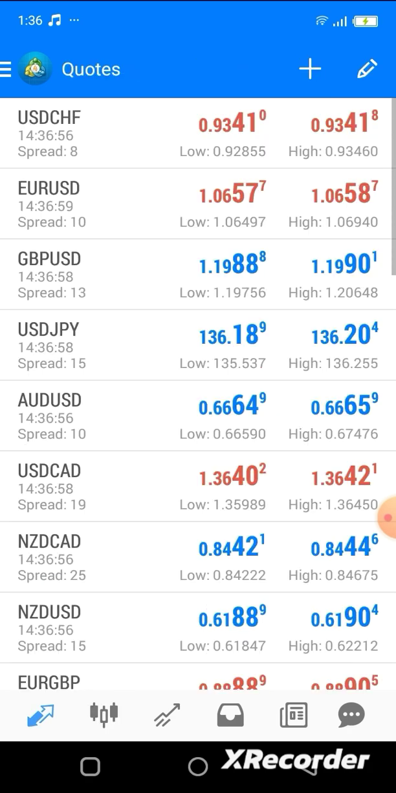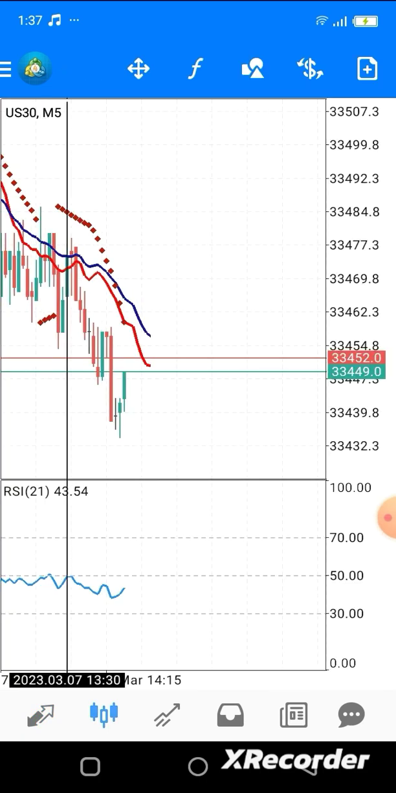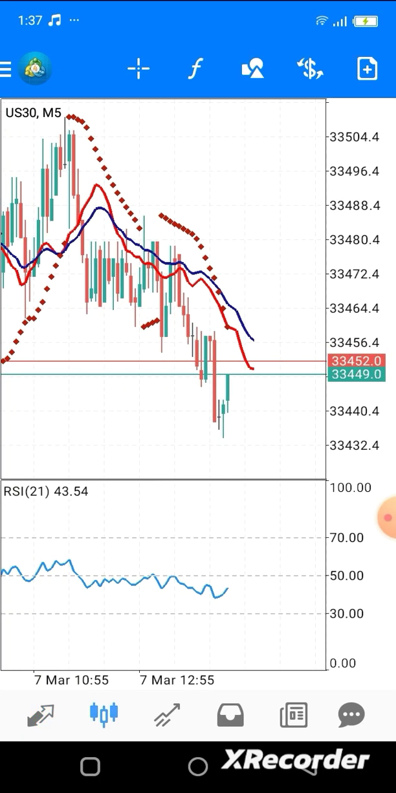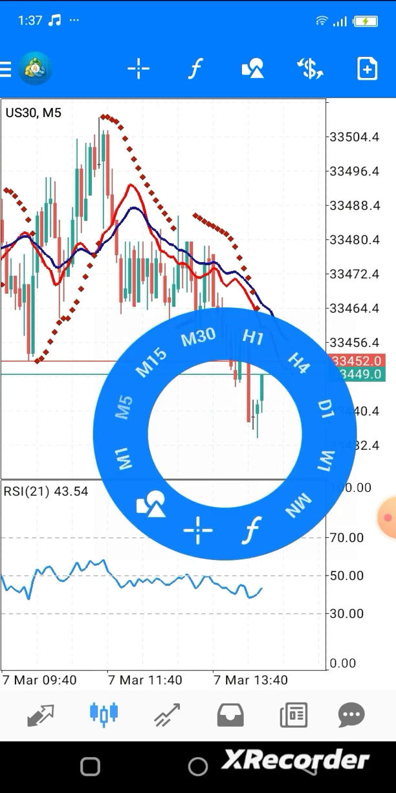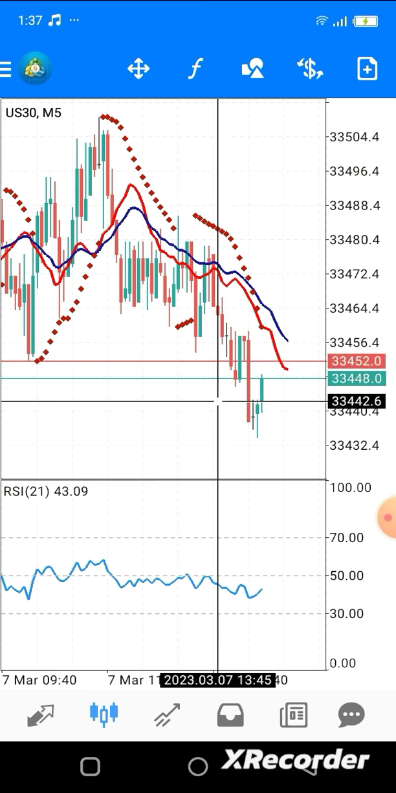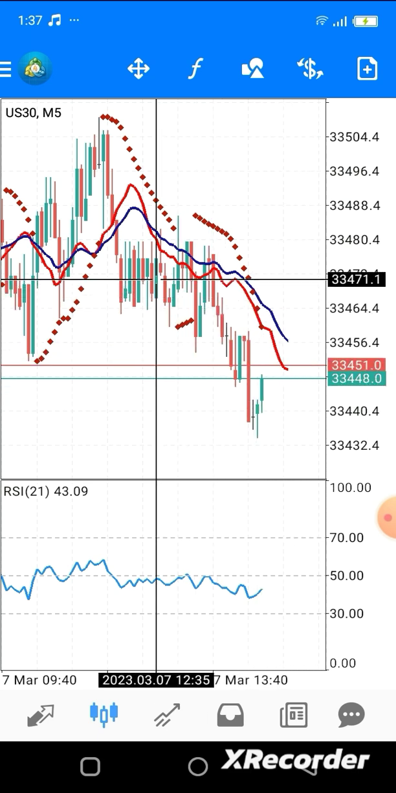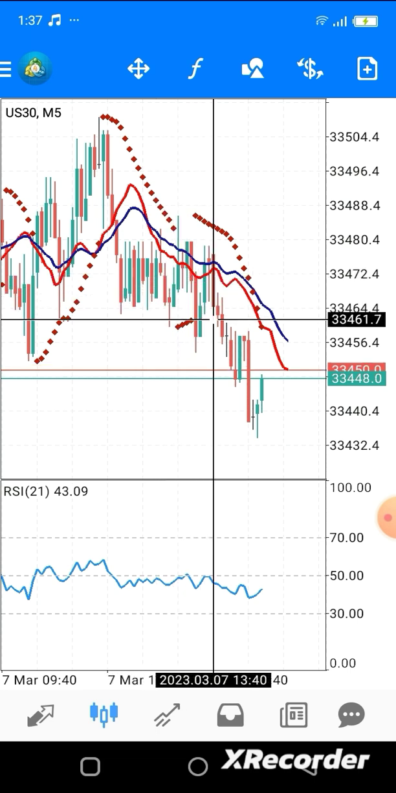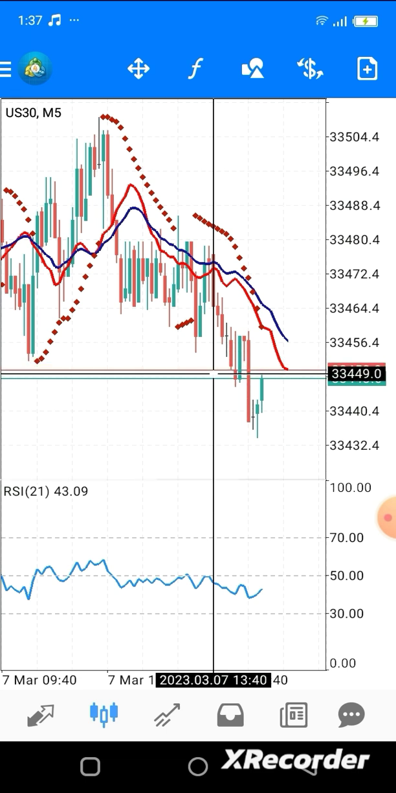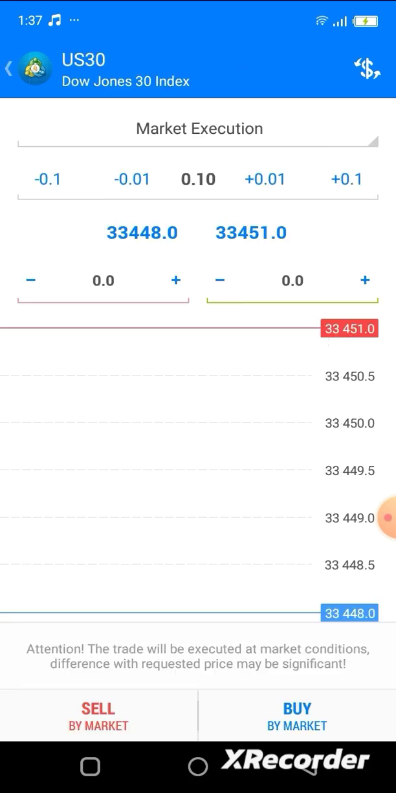Now I've been studying a particular market, US30. Yes, and yes, I'm going to sell US30 because of what I can see right here. As you can see, the crossover happened here, and the market is gradually falling, and I expect the market to fall very well. So I'm going to sell US30 right now.